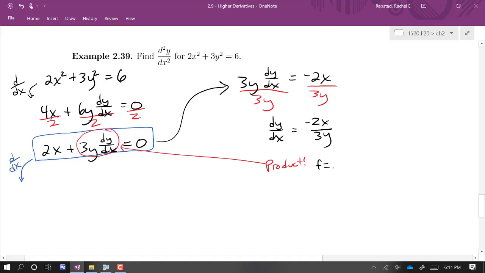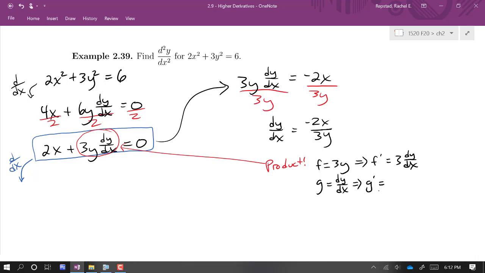So let's do some of that side work. The f function here is going to be 3y. So f prime is 3 dy/dx. The g function is dy/dx. Now, think about what g prime should be if g is dy/dx. So g prime is the derivative of g. So the derivative of dy/dx, well, that's the second derivative. That's d squared y/dx squared.